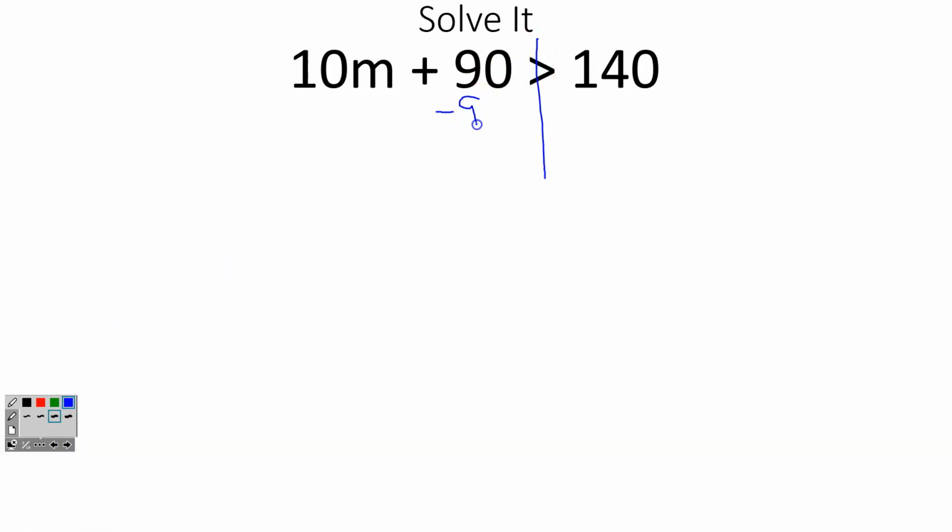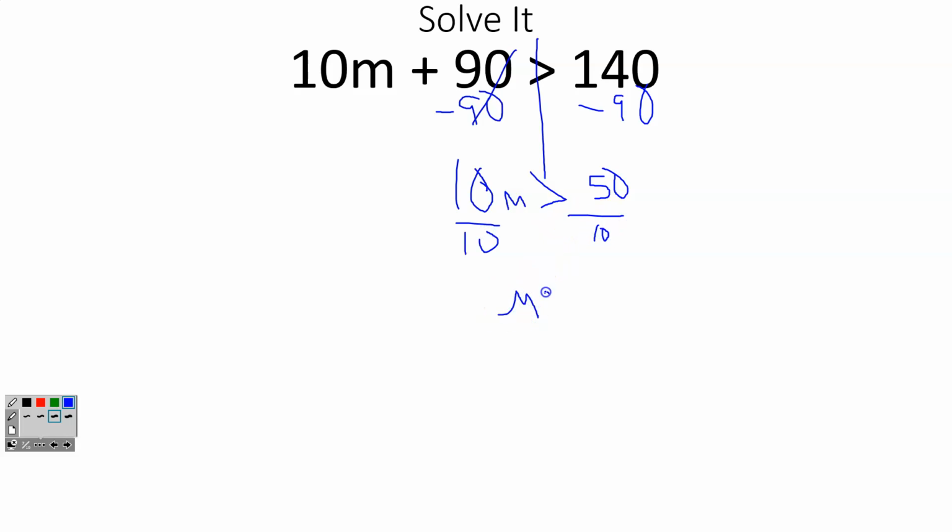I'm going to subtract 90 from both sides after drawing my fence. Bring down my 10m. It's greater than 140 minus 90 is 50. I'm going to divide both sides by 10. And I get m is greater than 5.